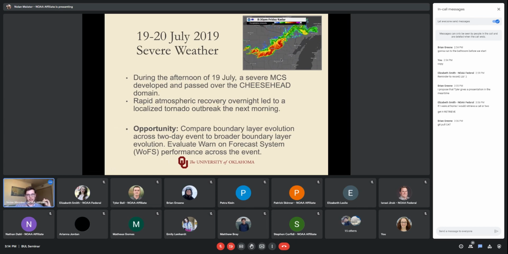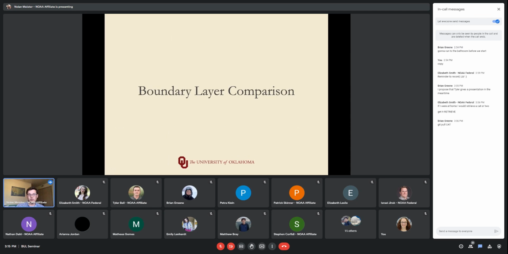So we'll talk more about this second opportunity later, but we have a chance to compare the boundary layer evolution that we found across the whole summer in Wisconsin with the boundary layer evolution on the 2 days of this severe weather event. And we can also evaluate the Warn-on-Forecast ensemble. We're going to get into that later, but first we're going to do the boundary layer comparison.